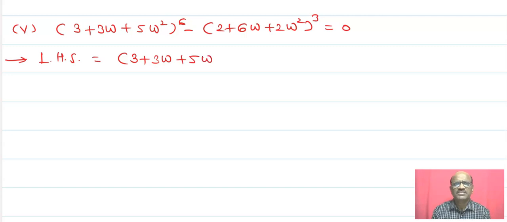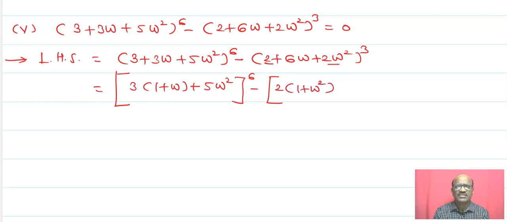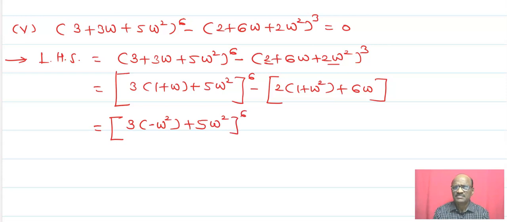Now next, 3 plus 3 omega plus 5 omega square bracket raised to 3 minus 2 plus 6 omega plus 2 omega square bracket raised to 3 is equal to 0. Now see how it is written. That is 3 plus 3 omega. From these two terms, take the 3 as common, from the first bracket, plus 5 omega square and bracket raised to 6 minus 2 in bracket 1 plus omega square plus 6 omega. That is from the first and last term for the second bracket.